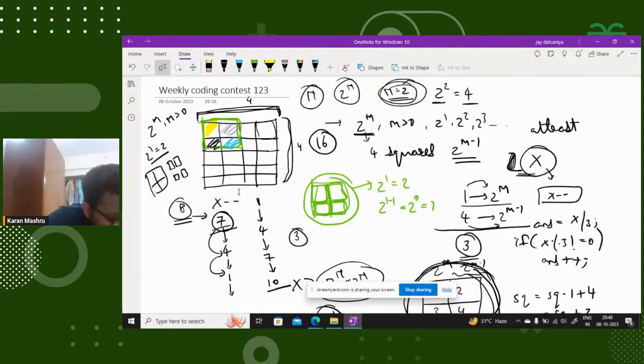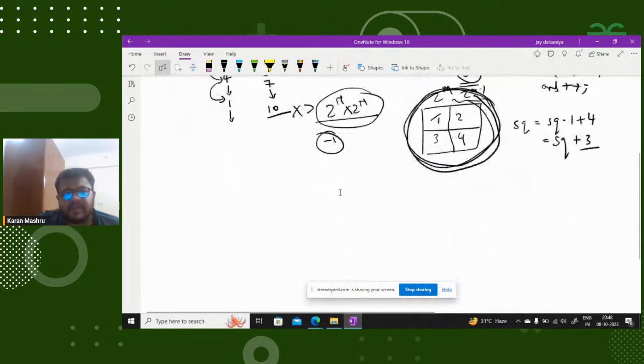Pawan, is that clear? Okay. Tushar is asking why x minus minus. Please explain with example and dry run.